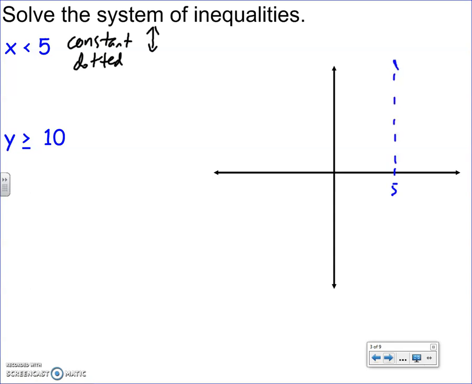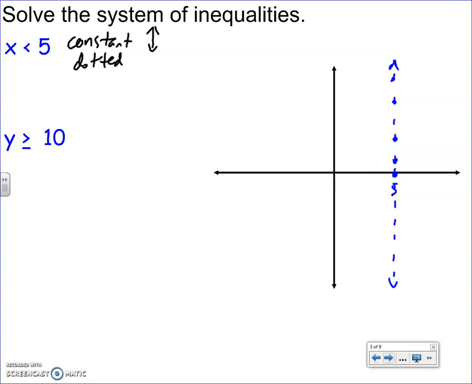Any point on this line has an x value of 5. If I had this, for example, that's 5, 0. This is 5, 1, maybe 5, 3, 5, 7, 5, 9. But x is always 5. x doesn't change, that's why it's constant. All right, then we have the next one.